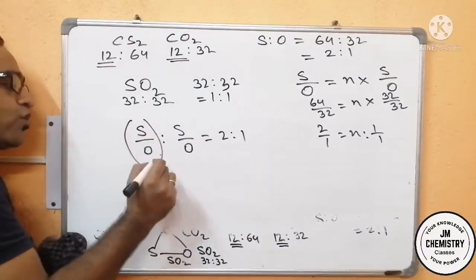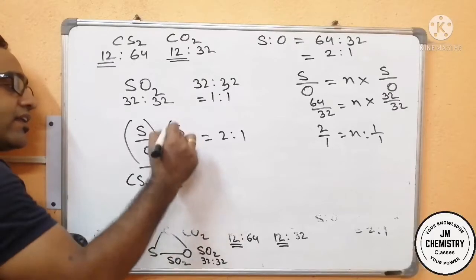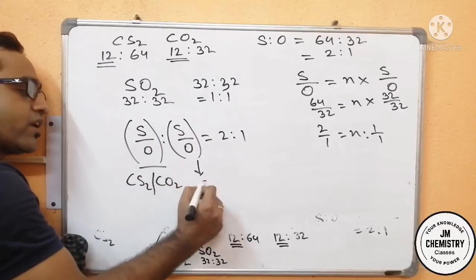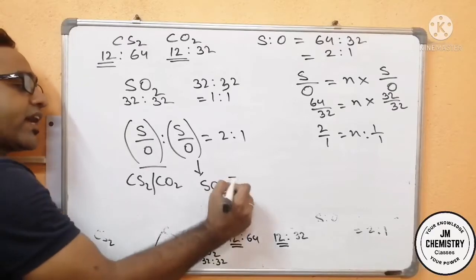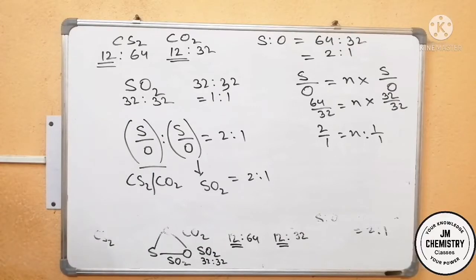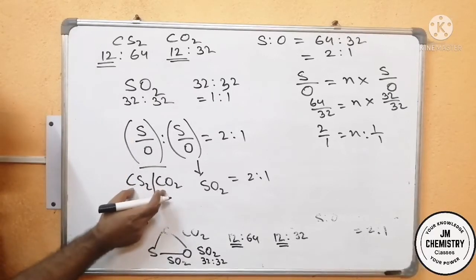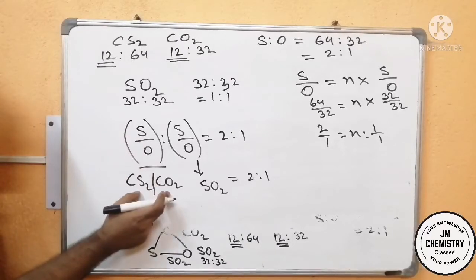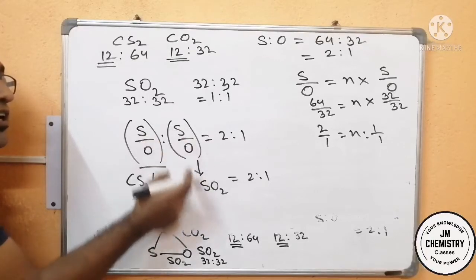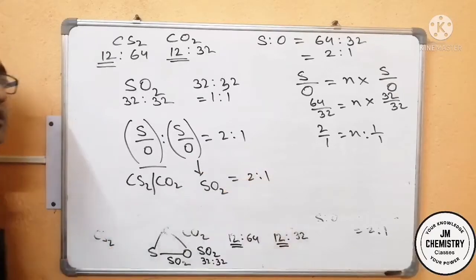Now this sulfur to oxygen, it is in the compound CS2 and CO2, and this is how sulfur and oxygen combine together in SO2, and that will be a simple whole number ratio 2:1. I hope it is clear to all of you. The ratio of sulfur and oxygen which combine with the fixed mass of carbon, to the ratio of sulfur and oxygen which combine with each other, will be a simple whole number ratio.